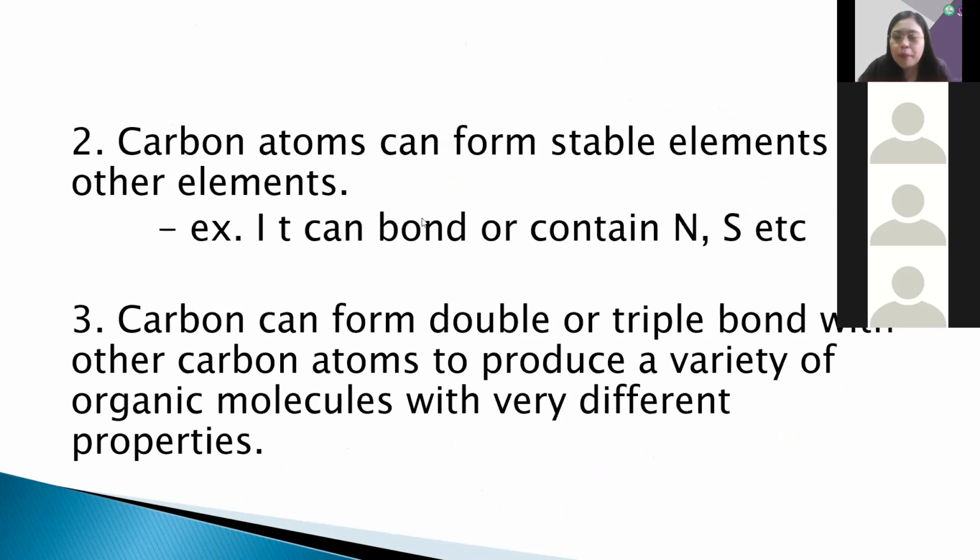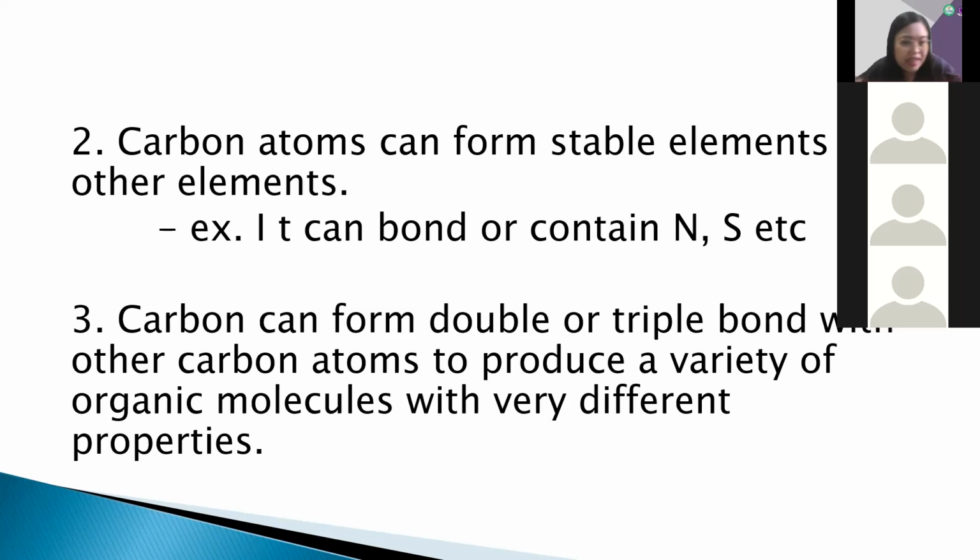Okay. Number two reason why we have a lot of organic compounds is carbon can form stable bonds with other elements. So it's not just between carbon and another carbon. Carbon has also the ability to form bonds with other elements, just like oxygen, sulfur, nitrogen, and even chlorine, as what I gave you a while ago, the carbon tetrachloride. So carbon can also form bonds with chlorine. So kaya marami tayong organic compounds.